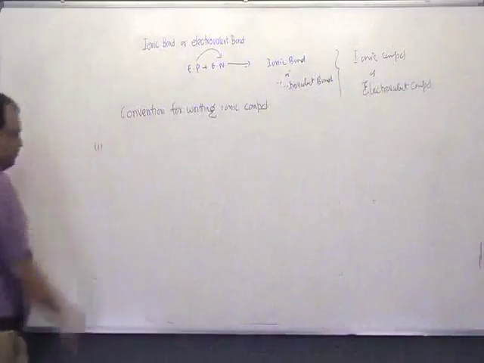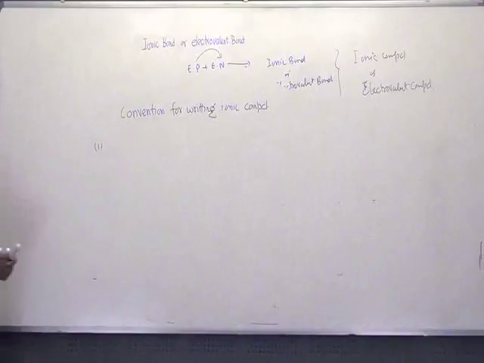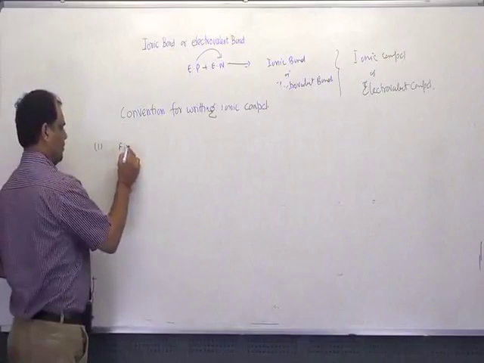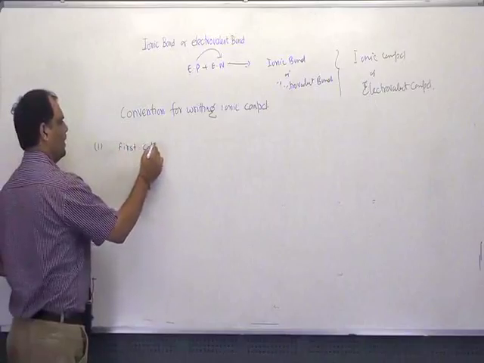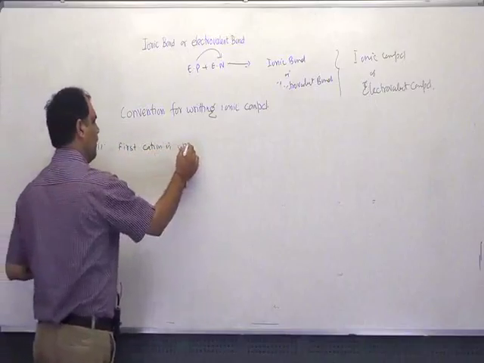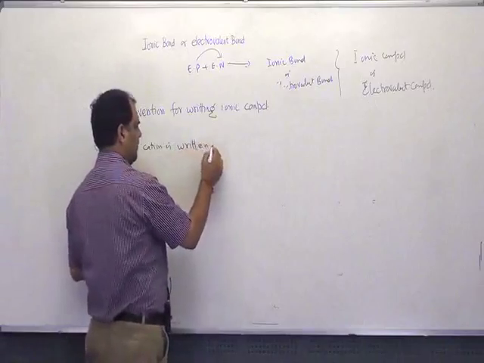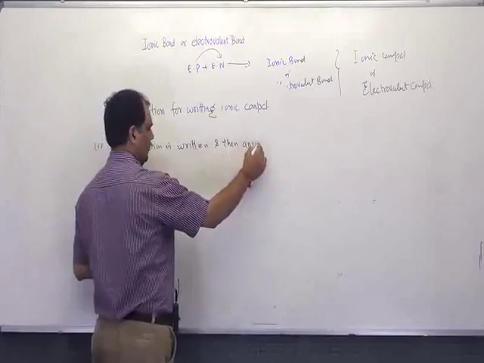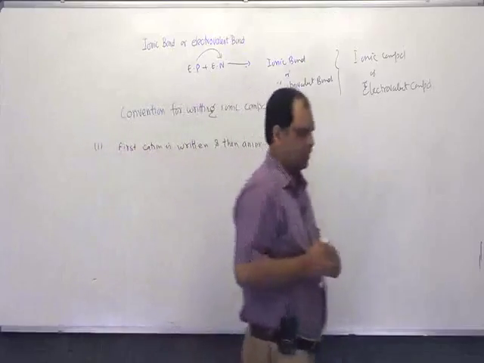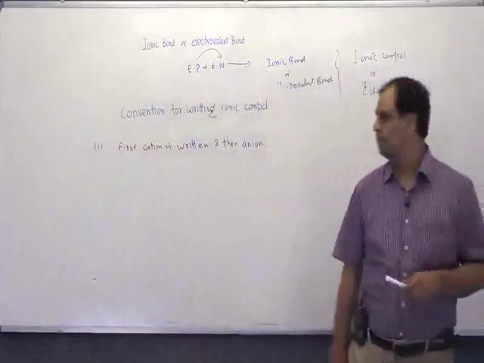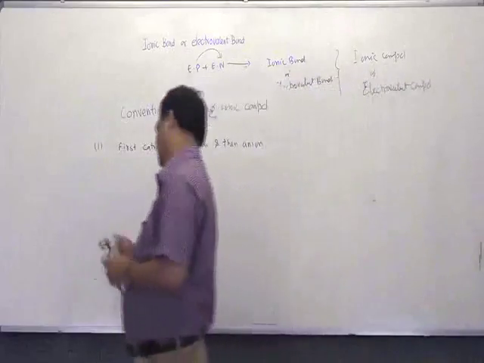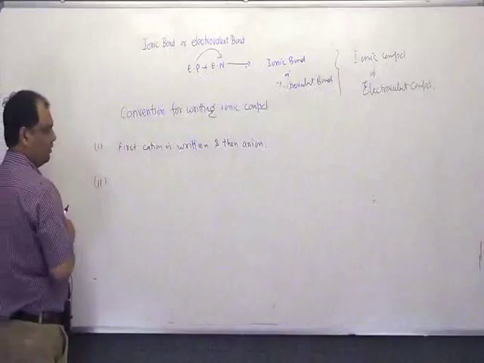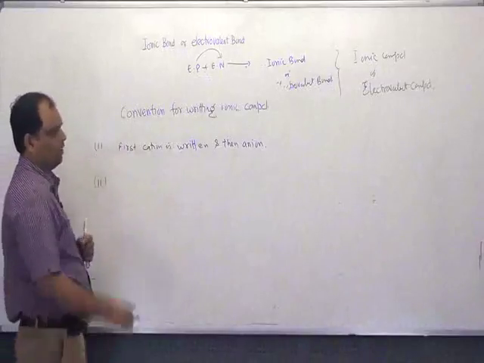First convention. The first condition is that first the cation is written and then the anion. Second condition is first cation and then anion.